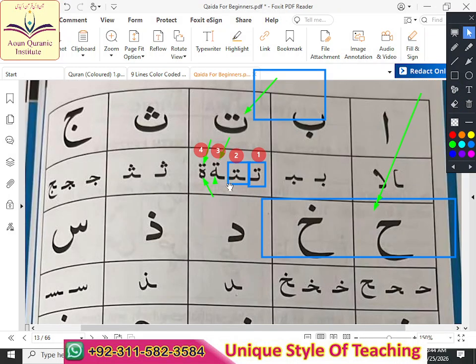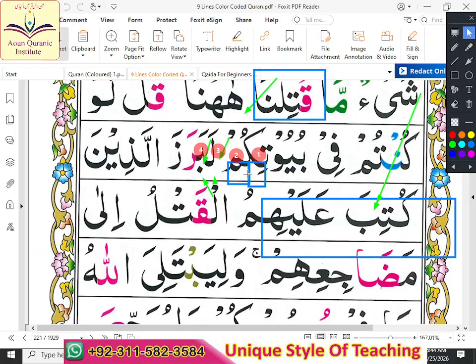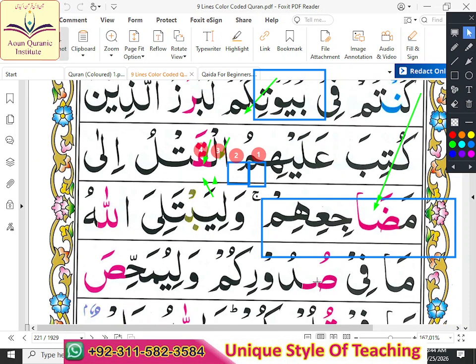Look at it, please. Number 3. Are you ready? Look at number 3 carefully. Ta will become like this, like a Ha, with two dots on top of the Ha, like a Ta. Okay? This is called circle Ta. Look at it, please.